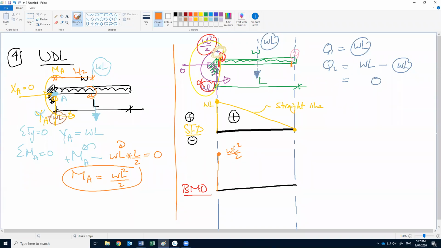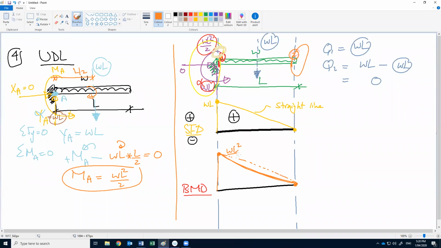How much is the moment at 2? If we calculate from the right side, is there anything causing moment? No. So the moment here will be 0. How can we connect, with a parabola or a straight line? Parabola. To show that this is a parabola, I will connect these two points with a straight line, then draw the parabola.